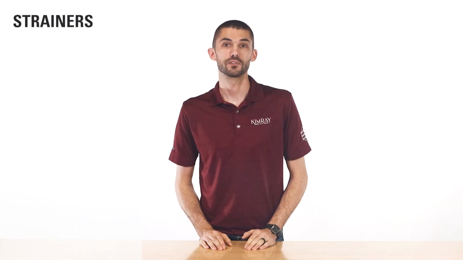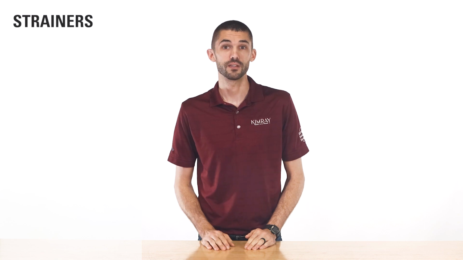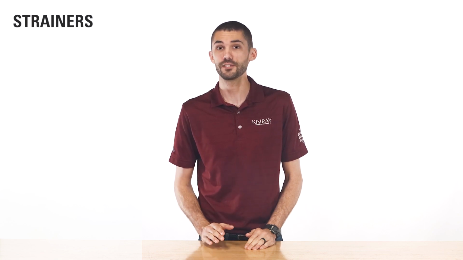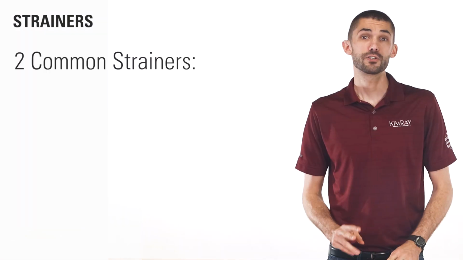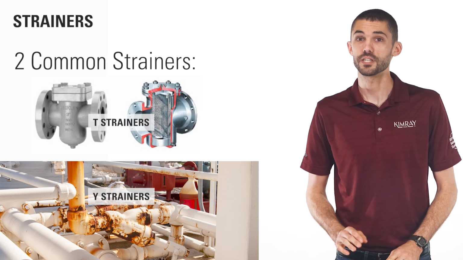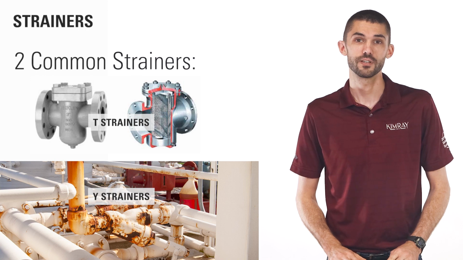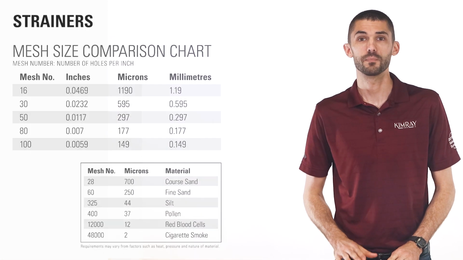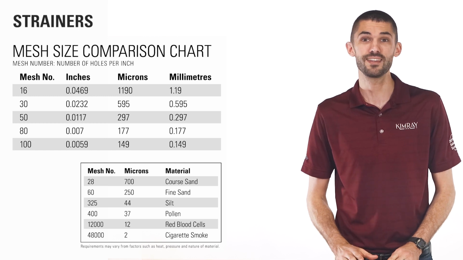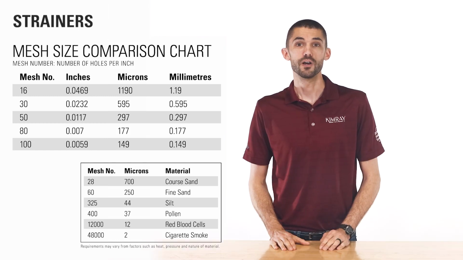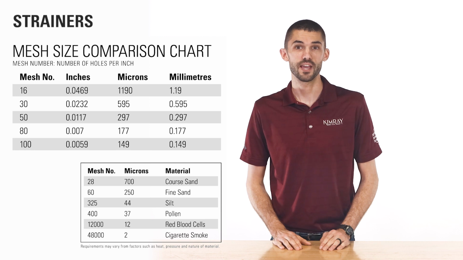Strainers can restrict the flow of glycol when they become clogged with debris, so operators need to check and clean the strainers regularly to avoid starving the pump of glycol. There are 2 common types of strainers, T strainers and Y strainers. Different mesh ratings are available, but these are the most common: 16, 30, 50, 80, and 100. The higher the mesh number, the smaller the particles it can catch.